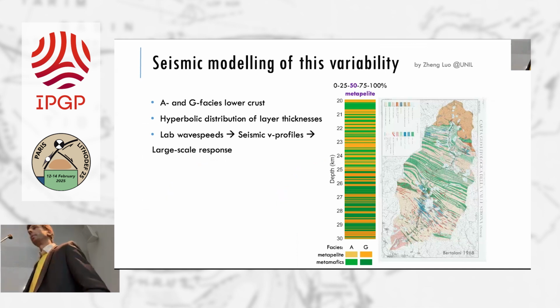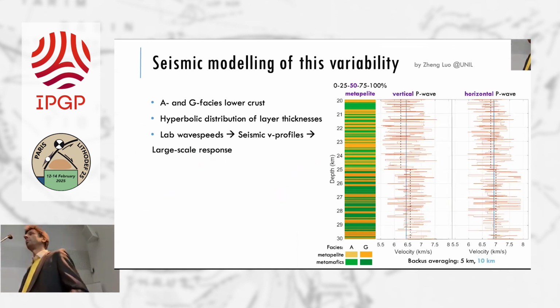Once we have the data from the borehole for seismic wave speeds, we try to do the exercise of upscaling again to large scales. And this is a map from a geological map of the area. We try to synthesize this into a 1D lower crustal model of amphibolite and granulite facies rocks, and associate with each of these layers a random velocity that fits that kind of lithology, and then try to simulate what is the large-scale response of such a velocity profile.